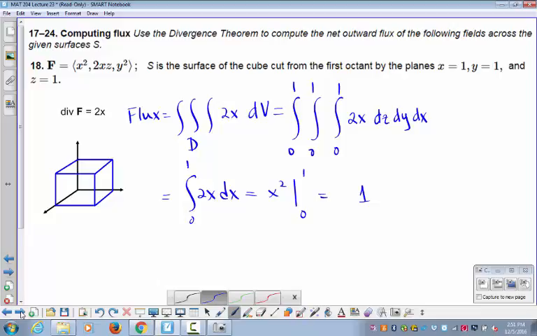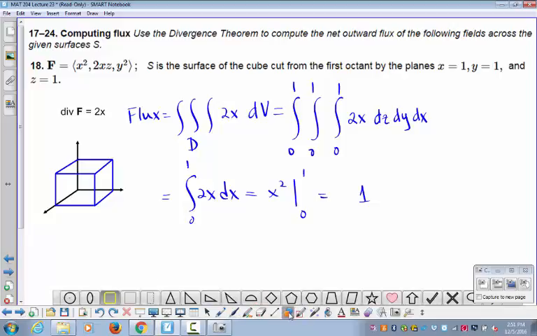There is a net outward flux. It doesn't mean that it's positive flux in each of the six directions. It just means overall, the balance is more going out than coming in. So five of them could be negative, and then one is so positive that there's more outward flux overall.